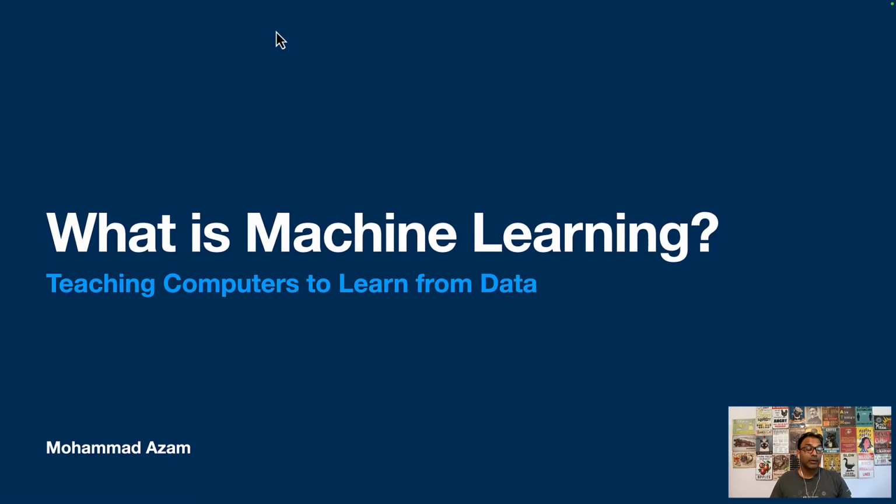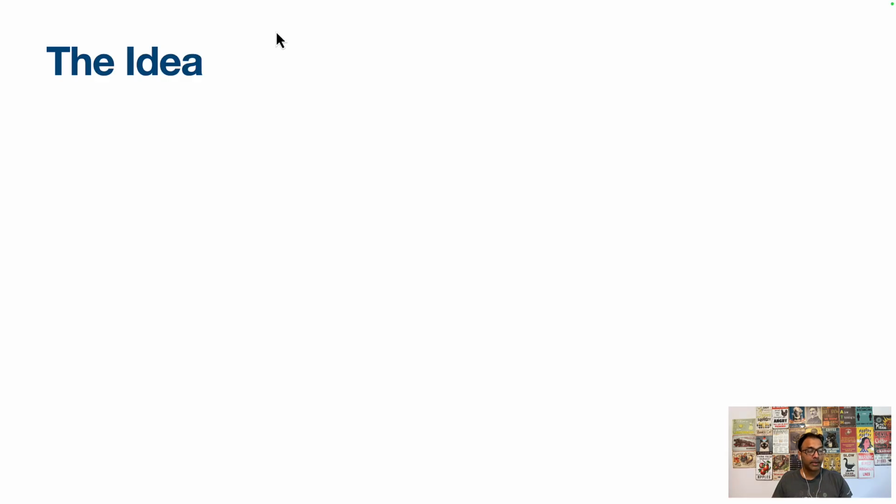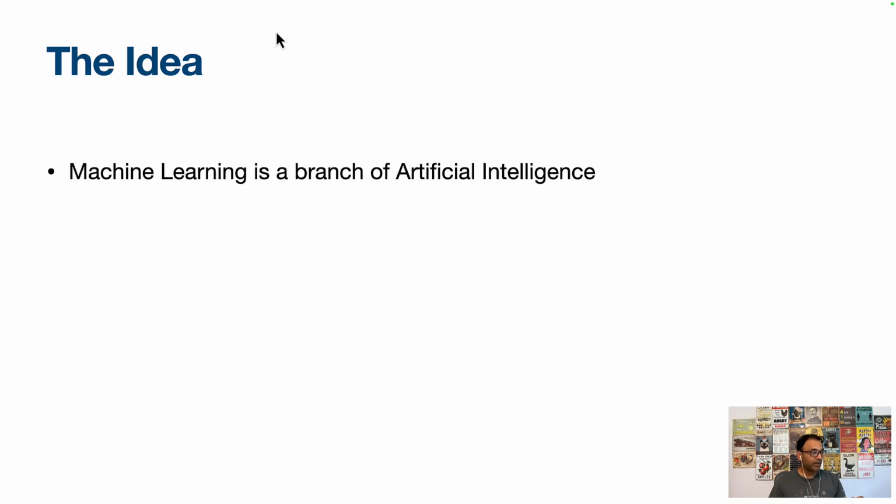So let's first learn about what exactly is machine learning. The basic idea behind machine learning is allowing computers to learn from data. All right, and machine learning is also a branch of artificial intelligence.